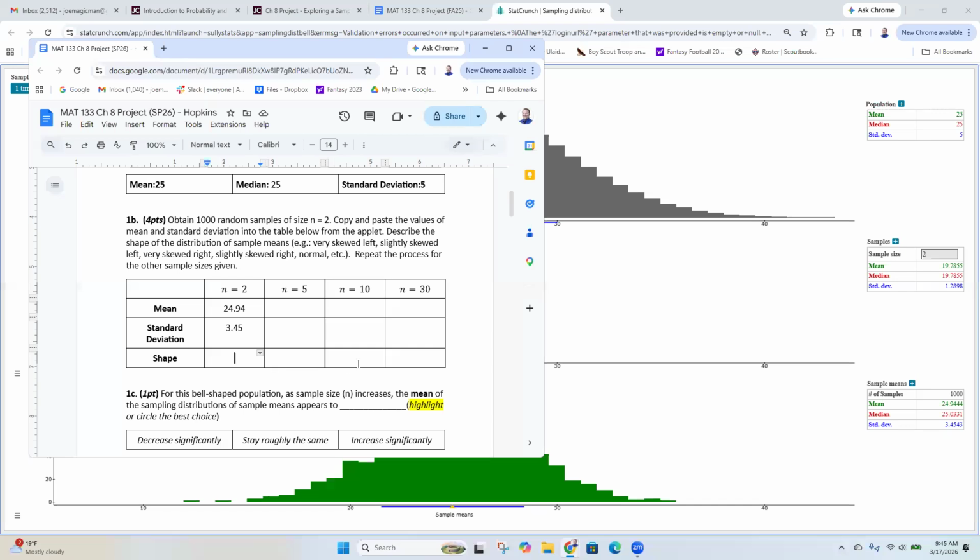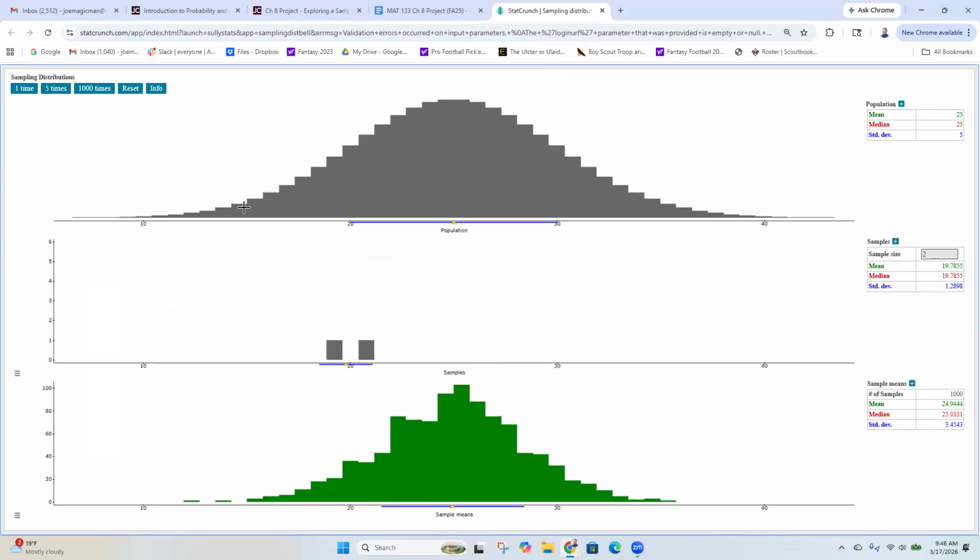So lastly, I need to describe the shape of my distribution. Now, not the shape of the original one. The original one was a normal curve. We need to describe the shape of the green distribution down here. This distribution down here is called the distribution of sample means. I took a bunch of samples, I took their means, and I plotted those on this green graph. So do you think this is skewed left, skewed right, very skewed left, very skewed right, or normal? What do you guys think? Take a look at your graphs.